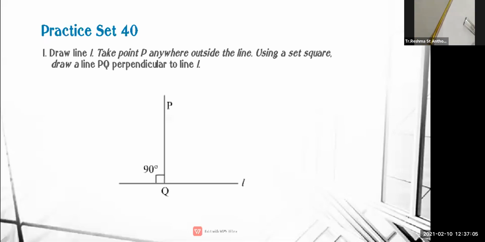I will show you how to construct it. Now you have to draw a line. Name of that line is line L. Then you have to take a point P outside. Outside wherever you want to take, but it's in front of that line L. So I have taken here point P.